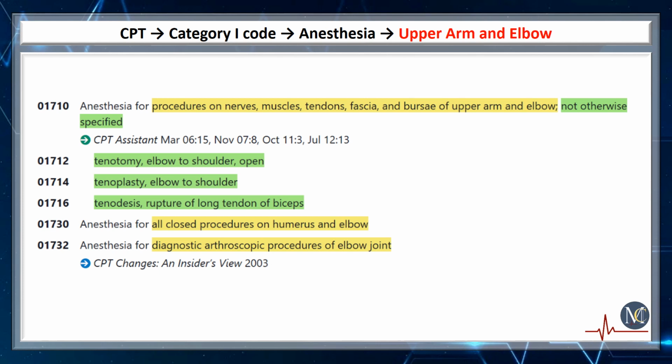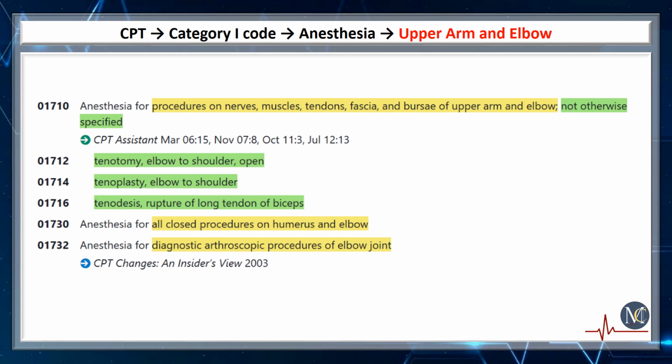Tenotomy, elbow to shoulder, open. Tendons connect muscles to bones. Tenotomy means releasing a tendon to relieve pain. Next code is 01714. Tenoplasty, elbow to shoulder.